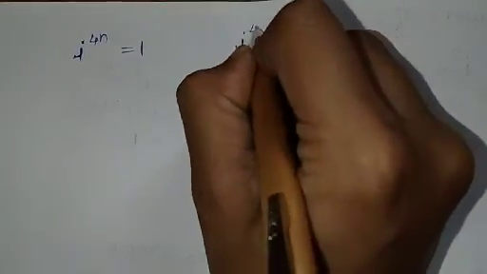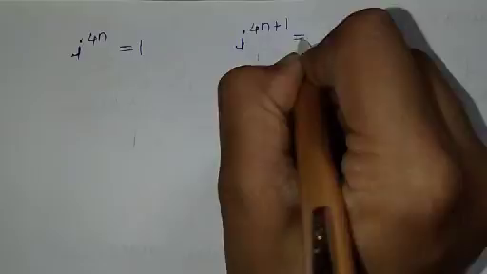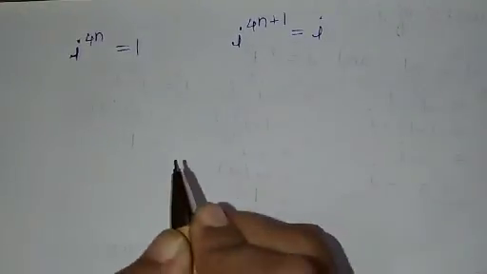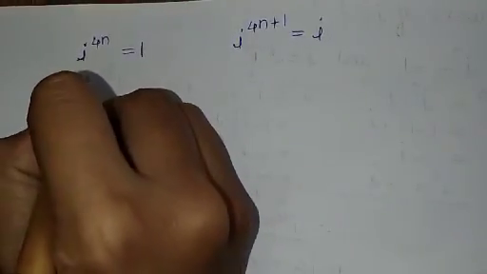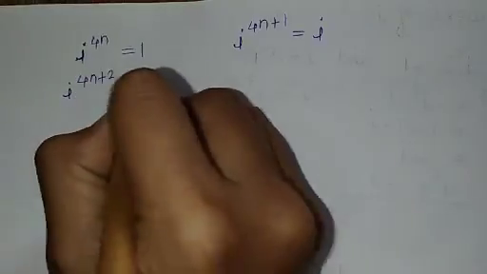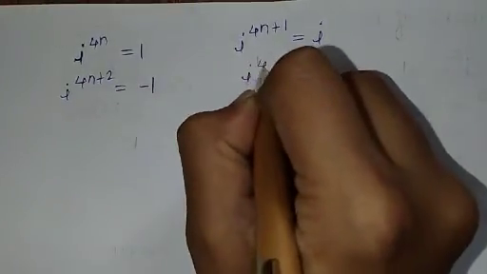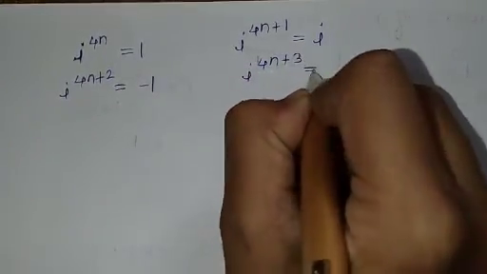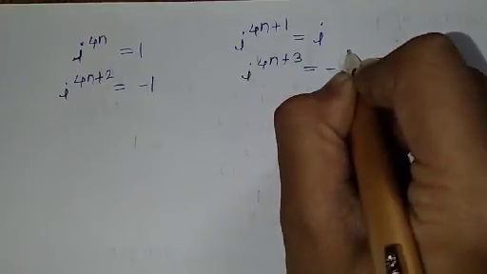From this we can say that in any form, iota raised to 4n is equal to 1 always, iota raised to 4n plus 1 is equal to iota, iota raised to 4n plus 2 is equal to minus 1, and iota raised to 4n plus 3 is nothing but minus iota.